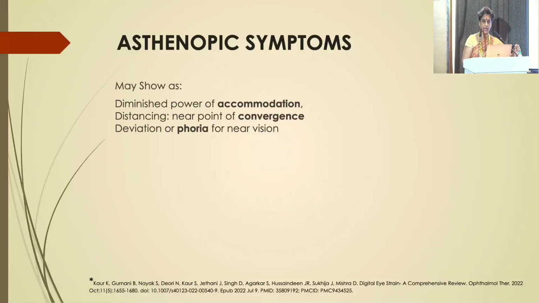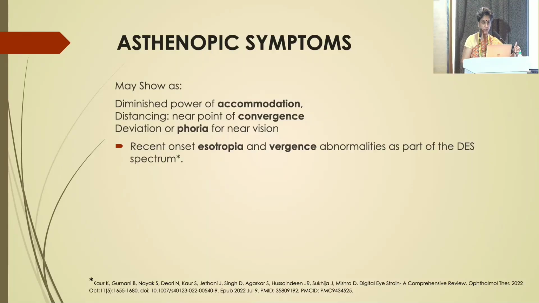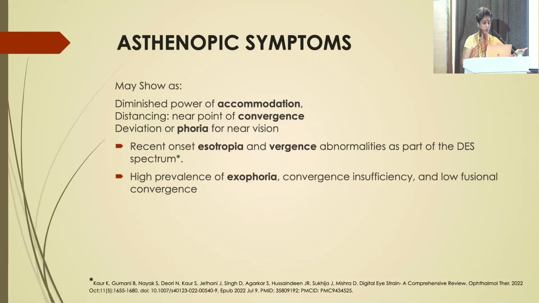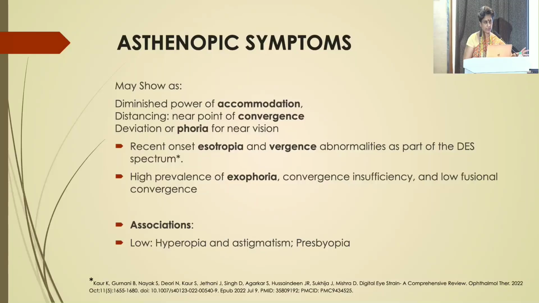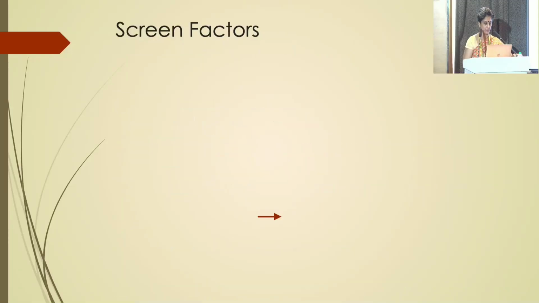It may show up as problems with convergence, with accommodation and phorias. In children, it may lead to esotropia, whereas otherwise it may lead to exotropia. So again, the association with pre-existing low levels of astigmatism, hypermetropia, and presbyopia can lead to increased strain, asthenopic symptoms. So we already saw that the screen brightness is important, the contrast is important.